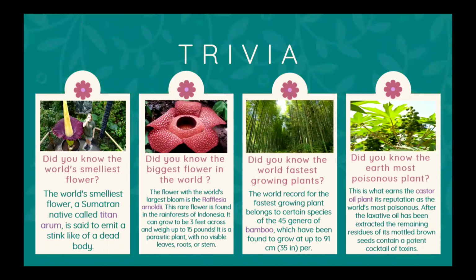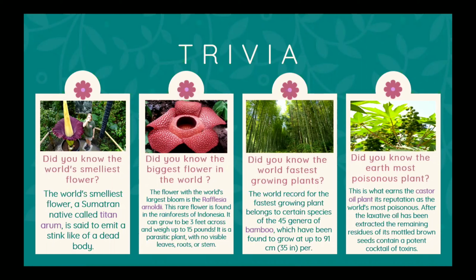Let's have a trivia. Did you know that the world's smallest flower is called Titan Arum? It's said to emit a stink like a dead body. And did you know that the biggest flower in the world is called Rafflesia arnoldii, the flower with the world's largest bloom? This rare flower is found in the rainforest of Indonesia. It can grow across 3 feet and weigh up to 15 pounds. It is a parasitic plant with no visible leaves, roots, or stem.